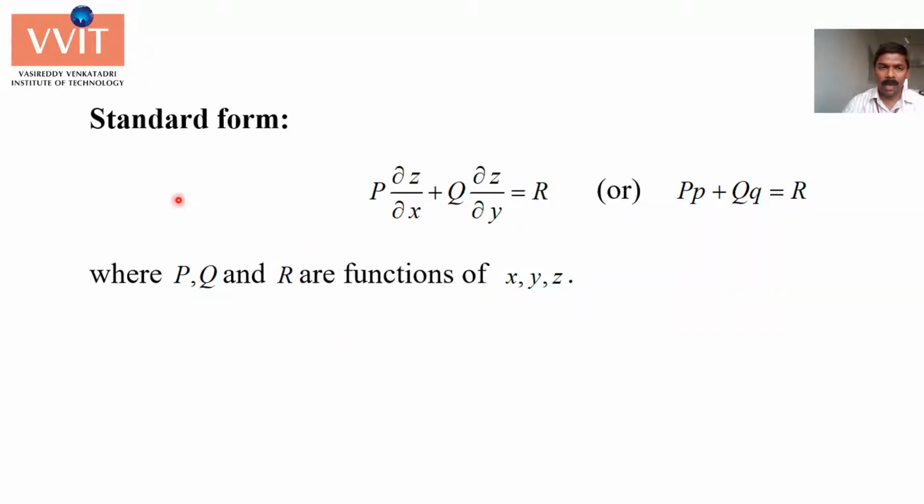Now next, let us see the standard form. Coming to the standard form, P dou z by dou x plus Q dou z by dou y equal to R. Or in short form, we write it as Pp plus Qq equal to R, where P, Q, R are functions of x, y, z. So once again, if you link up the definition with this standard form, this equation contains only first order derivatives p and q, and they maintain degree 1.